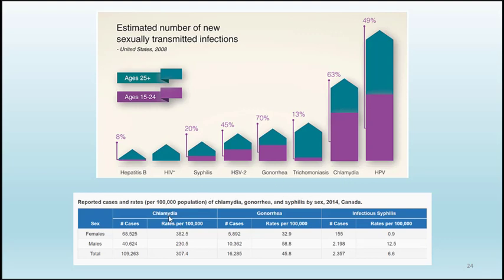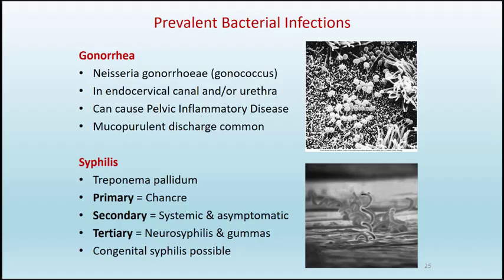But you can see chlamydia, gonorrhea, and syphilis as being the most common types of bacterial causes of sexually transmitted infections. Although you don't need to know the numbers, and these are Canadian statistics from 2014, I would like you to be aware that chlamydia presents with the most number of cases, followed by gonorrhea and then syphilis.